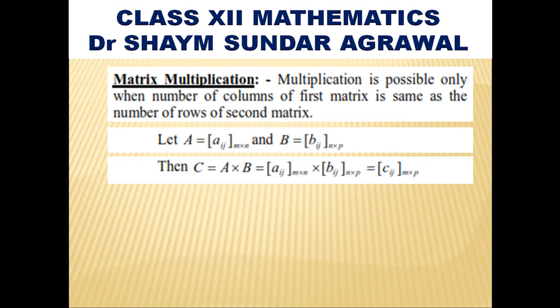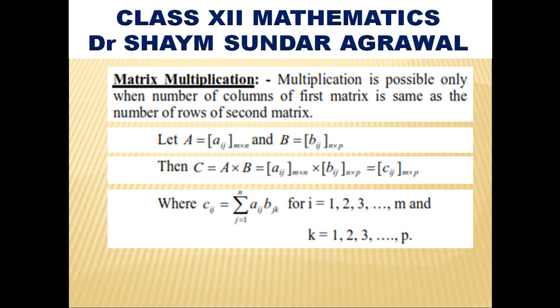C is equal to A into B, which is another matrix of order m cross P, where the elements are Cik, and each Cik is represented by the sum of Aij into Bjk, j varies from 1 to n, for all i and all k. So this is very complicated. Just to make it simple, let us take one example and find out the matrix multiplication.